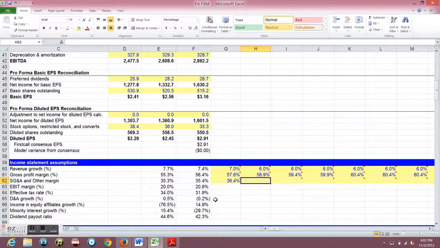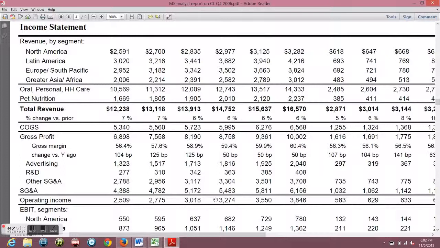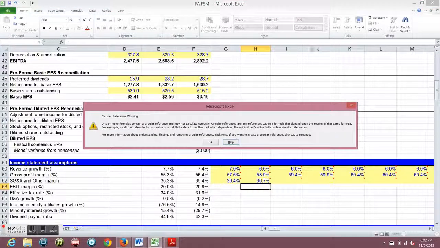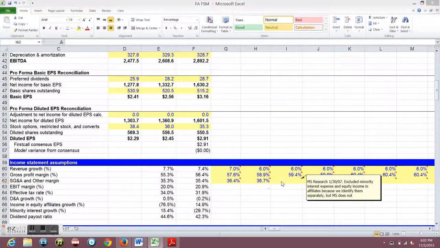551.72, 5172 divided by 13,913 minus 0.0044. Perfect. We just cross this out. Okay, then we're going to do it again.